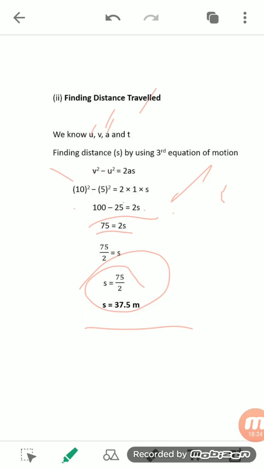So these are the different methods by which, if we know the value of u, a, v or t, on that basis we are able to find the value of the thing that is given in the question by using the respective formula of the equations of motion.